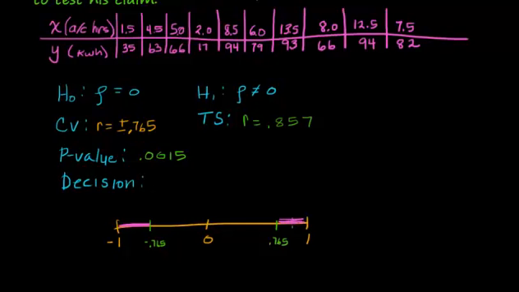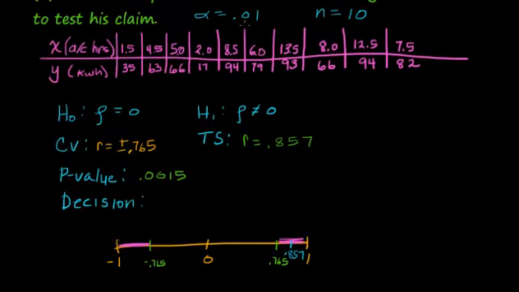0.857 would be somewhere right in here. So our test statistic is in the critical region. Our p-value is less than alpha, 0.01, 0.0015, that's less than alpha. So our decision then is to reject the null hypothesis.